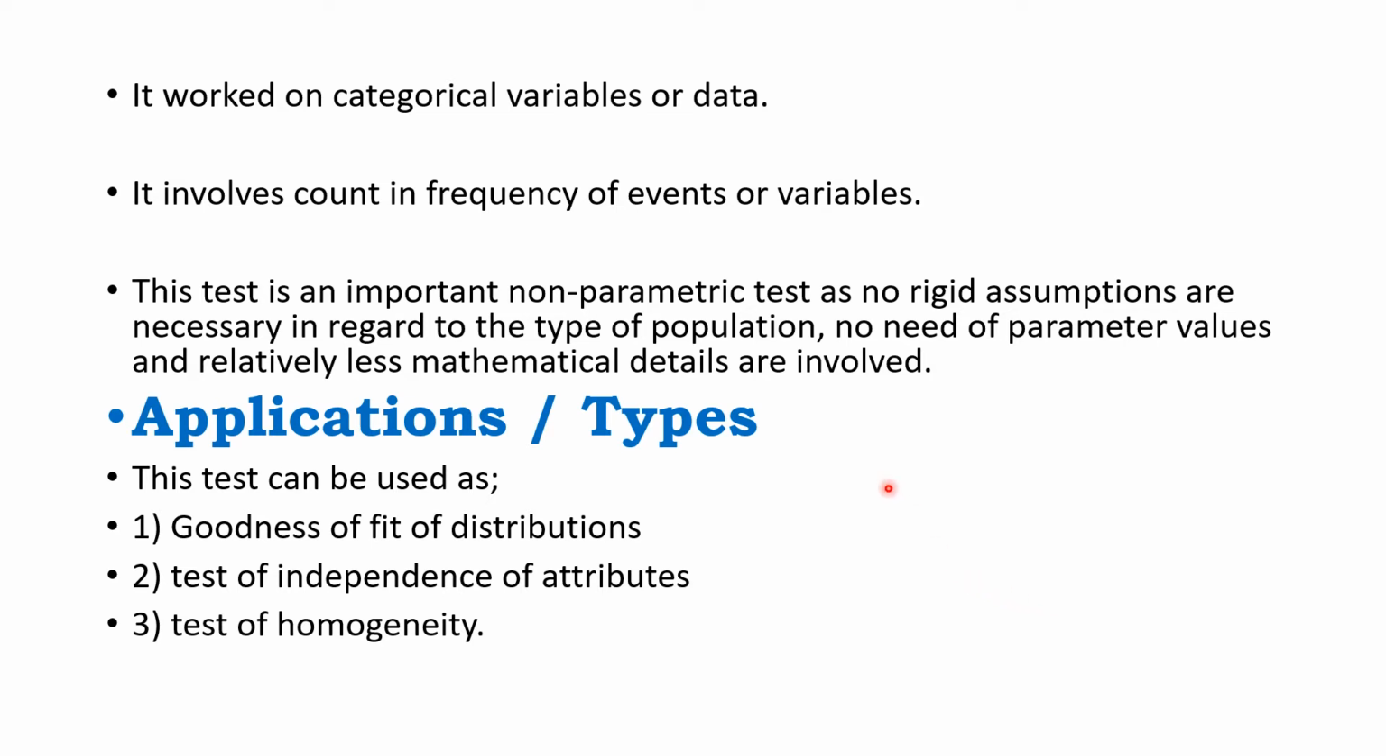Now, in different settings, the applications or types of chi-square, the functions it serves, are three: goodness of fit of distributions, test of independence of attributes, and test of homogeneity.